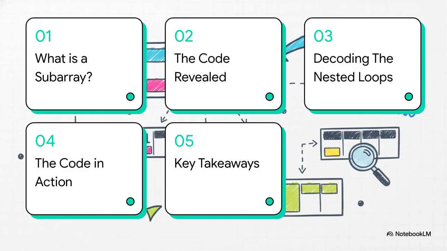So, here's our game plan. First, we'll nail down exactly what a subarray is. Then, we'll reveal the code itself and break down those nested loops. After that, we'll do a step-by-step dry run to see it all happen in real time. And finally, we'll wrap up with the key takeaways that'll make this whole concept stick.